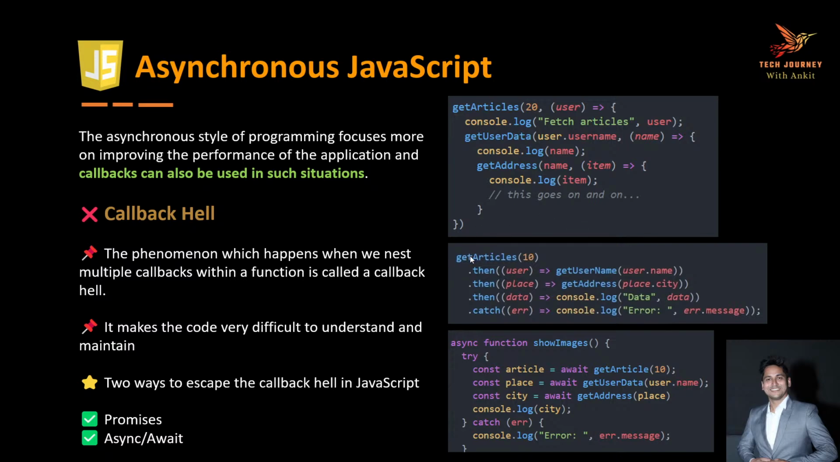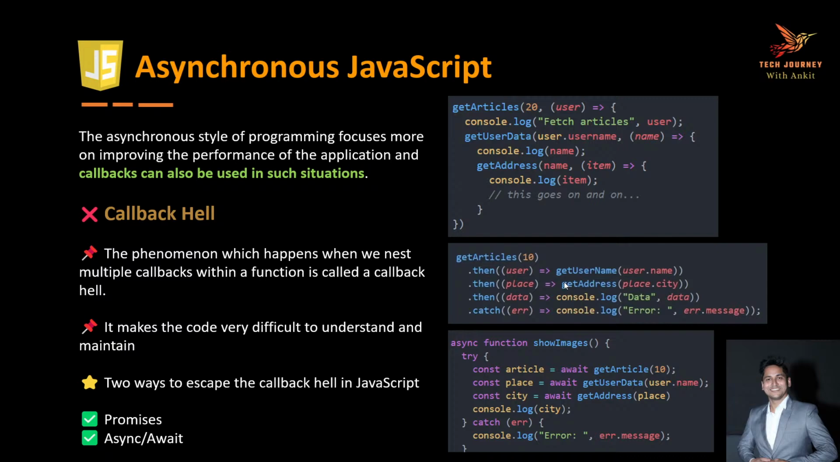Now what we'll do in the case of promises: here we have called these methods inside one another, one after the other. Now the way we will call here is a much cleaner approach. So we will call this get article method. Once we get the output from get article, then we call the get username method. Once we get the output from this one, then we call the get address.